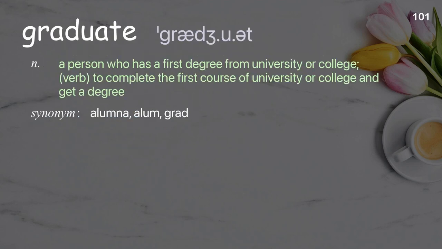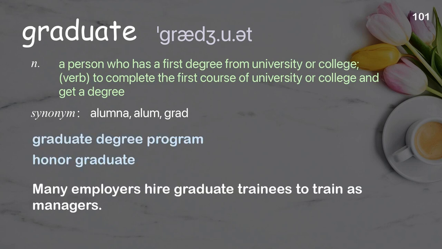Graduate. A person who has a first degree from university or college, verb, to complete the first course of university or college and get a degree. Examples: graduate degree program. Honor graduate. Many employers hire graduate trainees to train as managers.